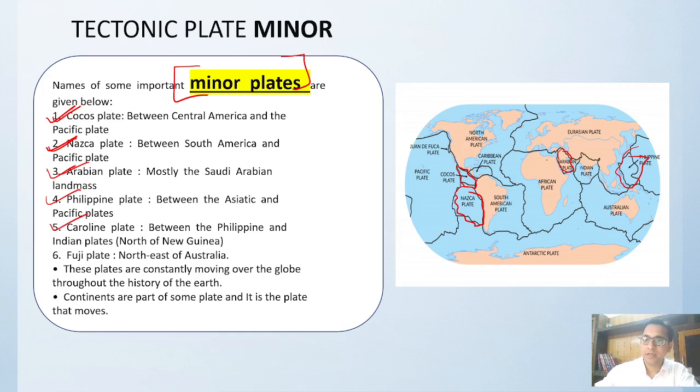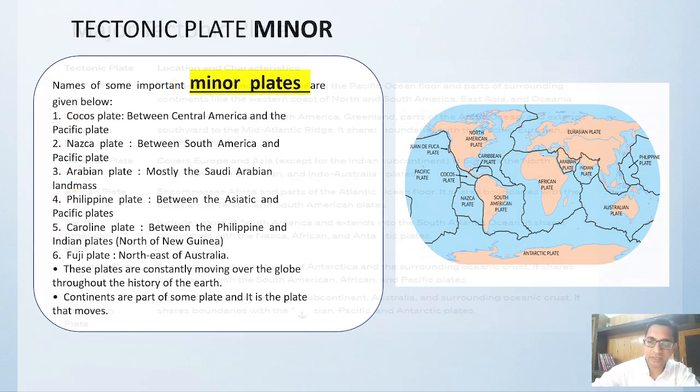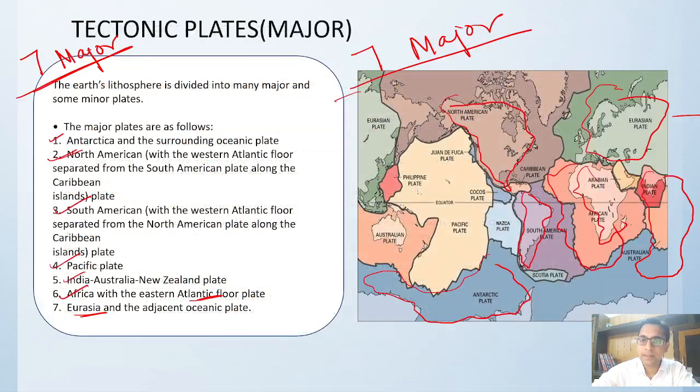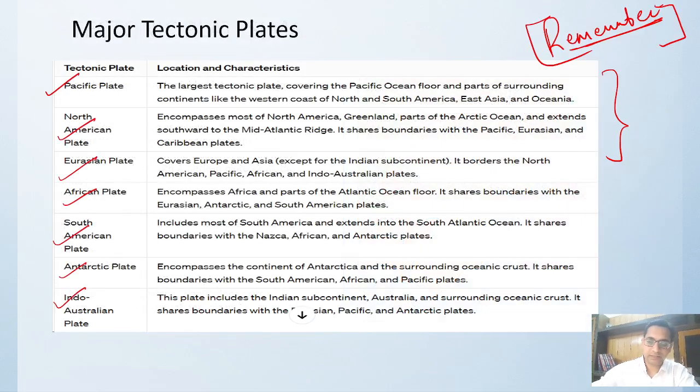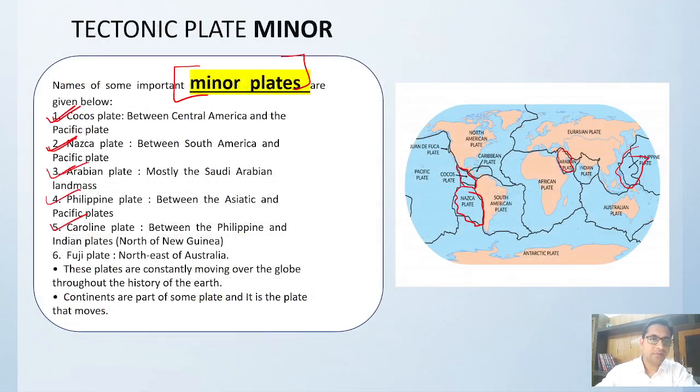Caribbean plate. Can we see it? It is not here. Let me see. Caribbean, it is going to be on the eastern part. Okay, fine. I'll let you know in the other class also. Then we have the Fiji plate, which is here in the Pacific part.